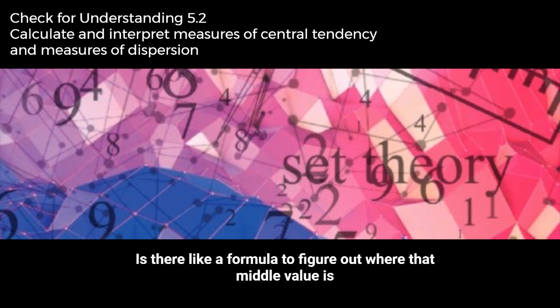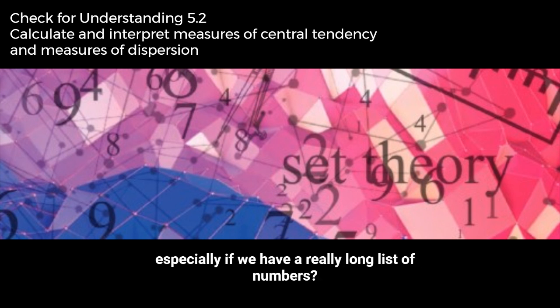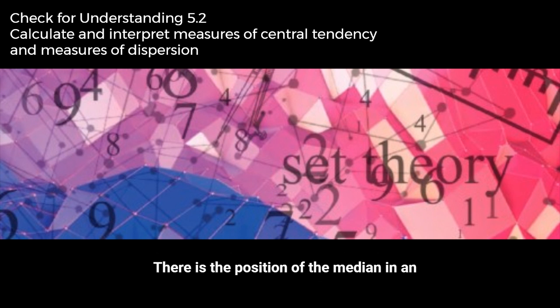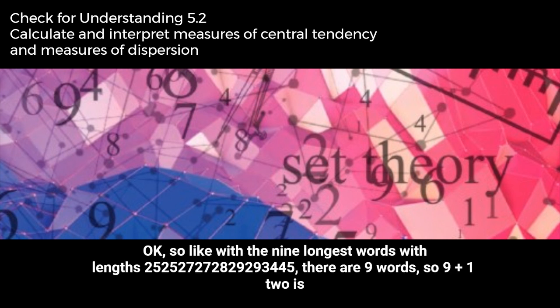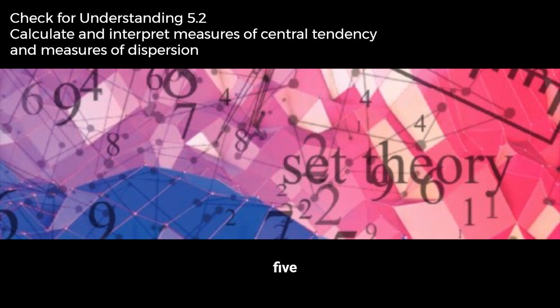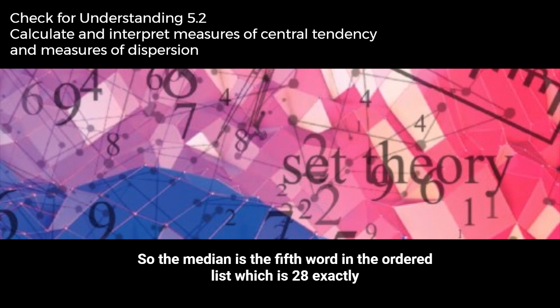Is there like a formula to figure out where that middle value is, especially if we have a really long list of numbers? There is. The position of the median in an ordered data set can be found using the formula (n plus 1) over 2, where n is the total number of data points. Oh, okay. So like with the nine longest words with lengths 25, 25, 27, 27, 28, 29, 29, 34, and 45, there are nine words. So (9 plus 1) over 2 is 5. So the median is the fifth word in the ordered list, which is 28.